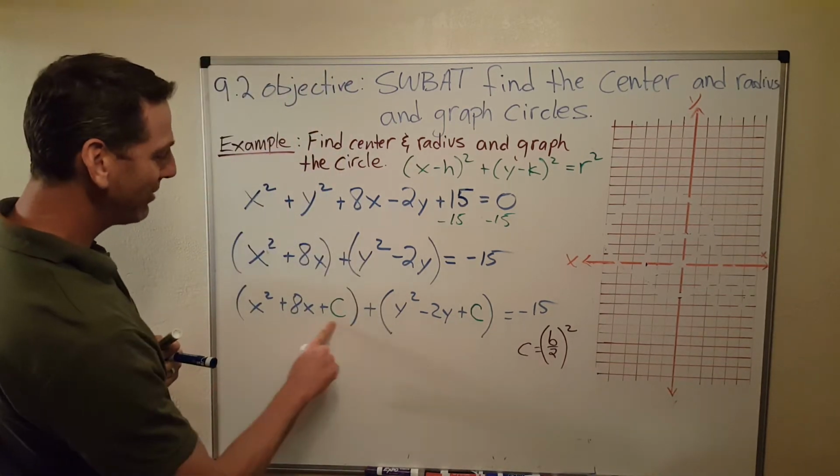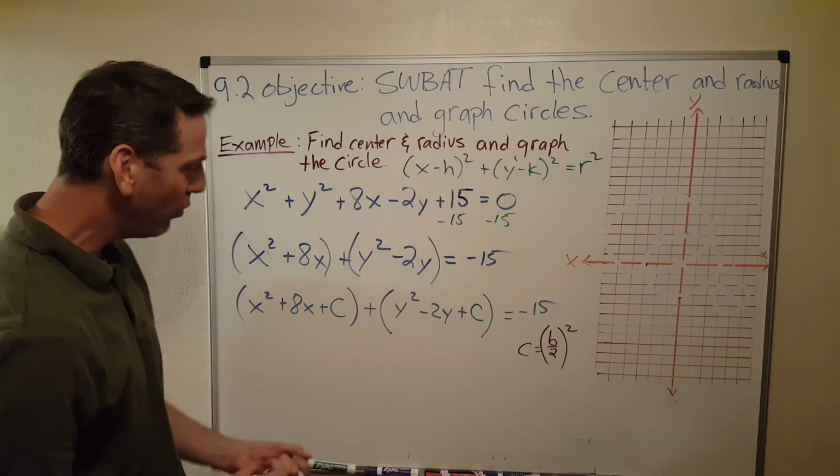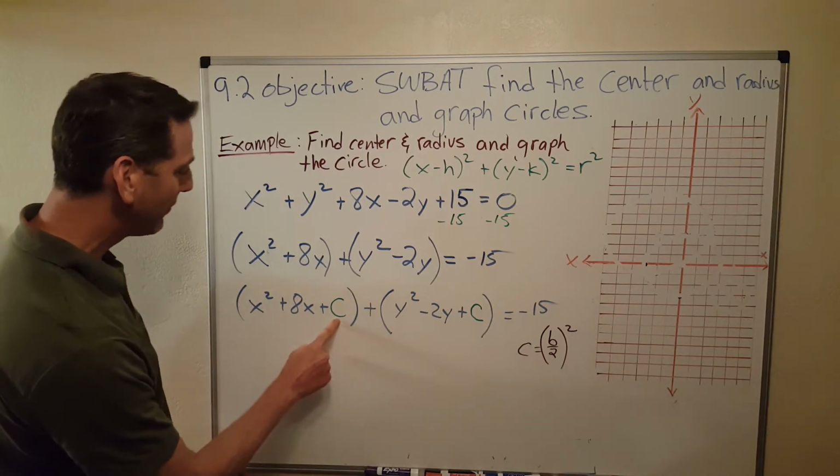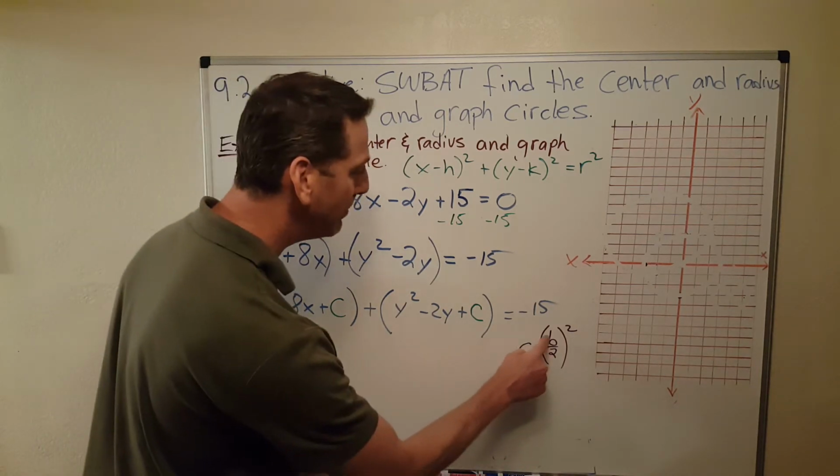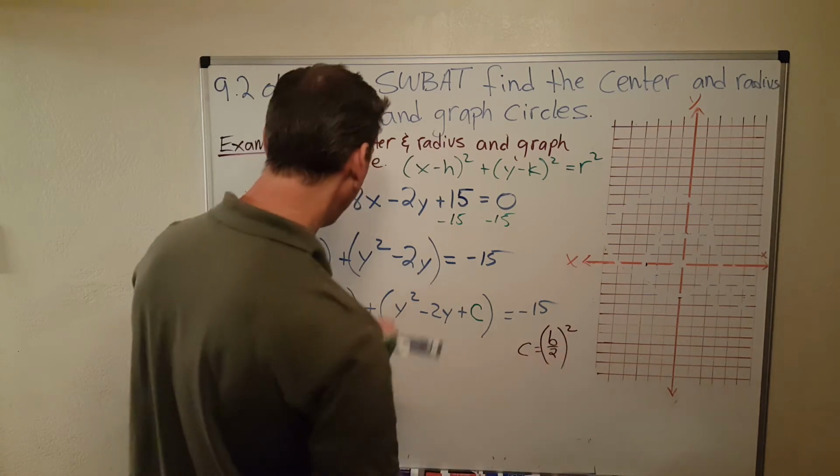All right, so I have a trinomial here. What does this c need to be? Well, c needs to be b over 2 squared.